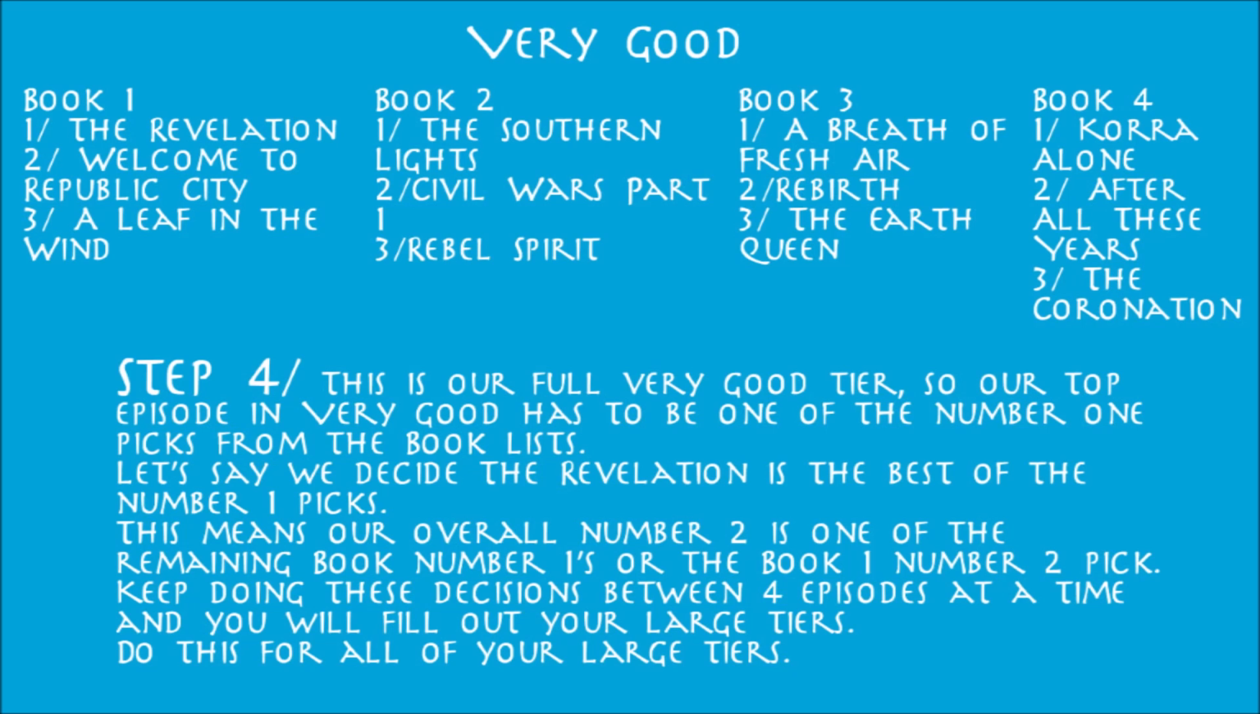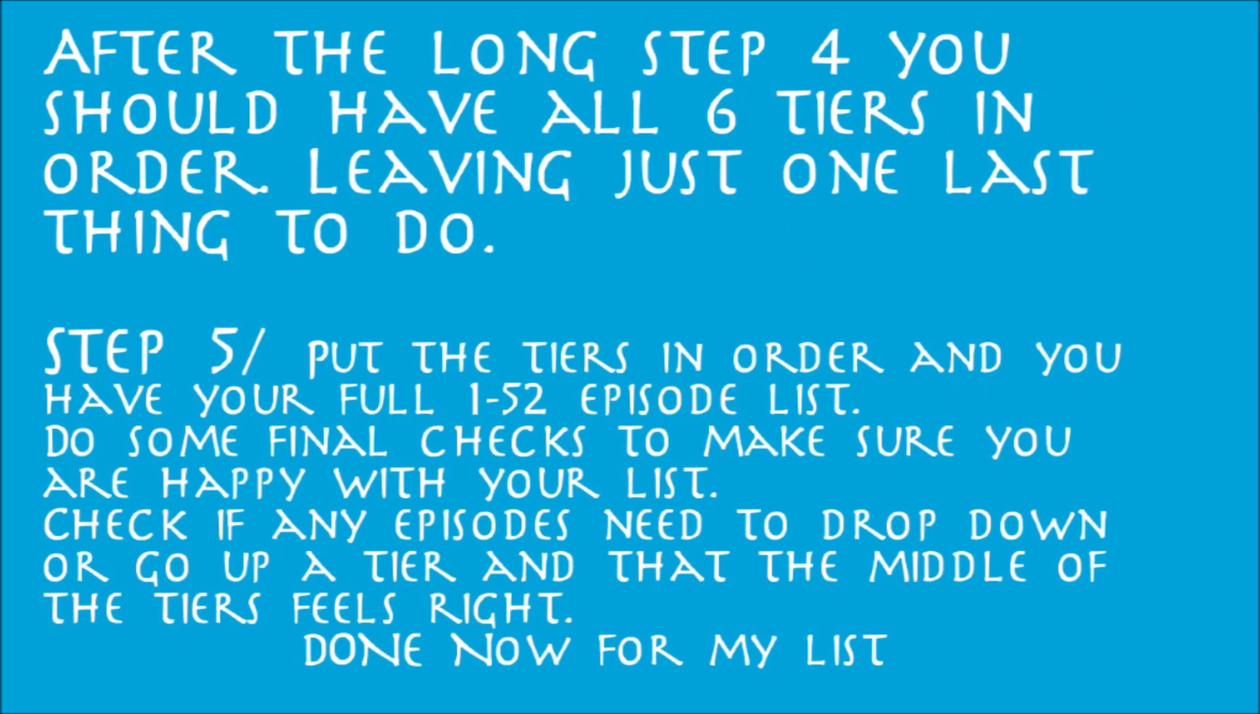So after this very long step, that's probably the longest step in the process, because you're making the big decisions at this point in your hard to decide tiers, you should have all 6 tiers in order. And the last thing to do is literally to just put the tiers in order and assign the 1 to 52 number rankings to them, and that should make your list.